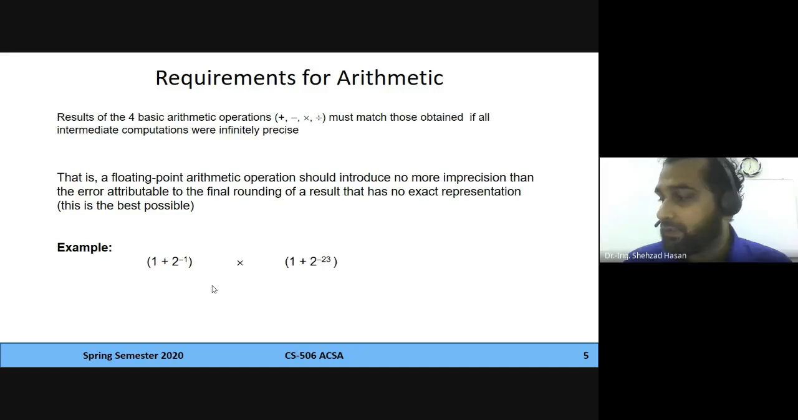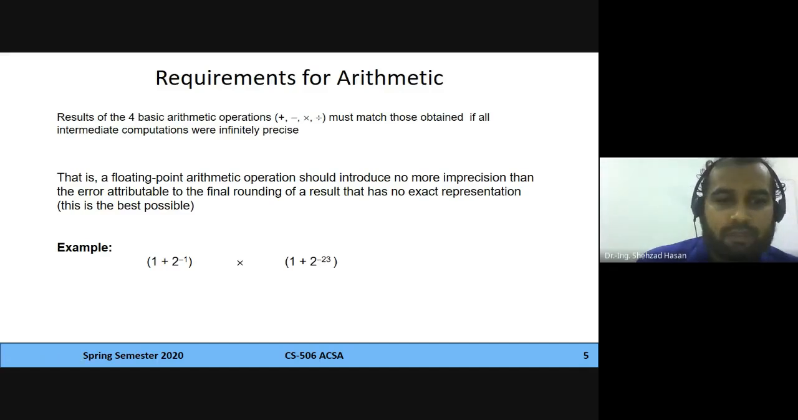Now I'm going to have an example over here. We have these two numbers: 1 plus 2 raised to power minus 1, multiplied by 1 plus 2 raised to power minus 23. What should be the exact answer here? Is anyone?